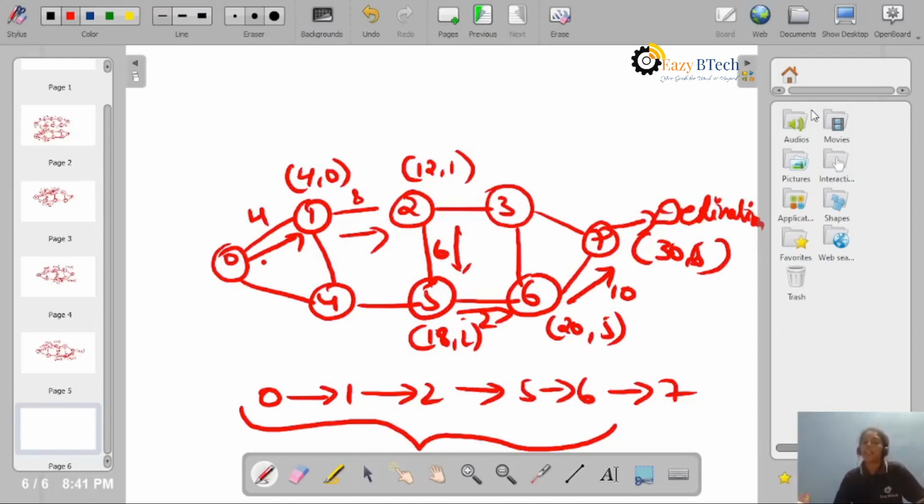Right, I hope you understand this. This is the actual shortest path we find by using this graph.